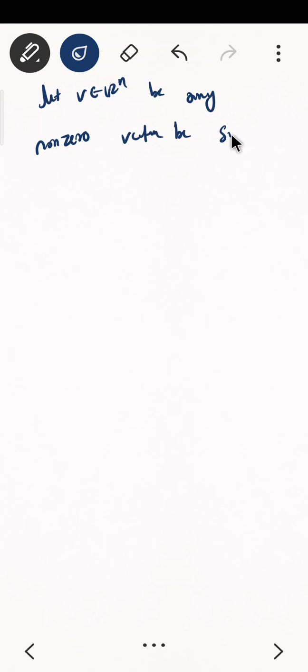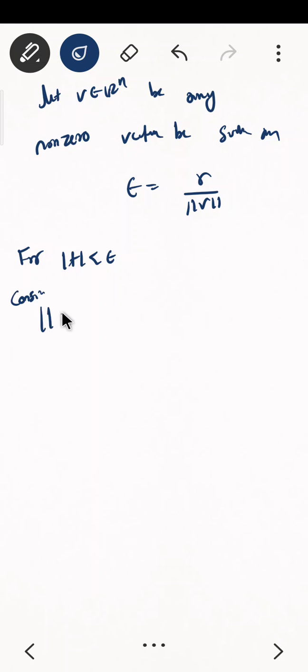So let us start. Let v belongs to Rn be any non-zero vector, such that epsilon equals r upon norm v. So for mod t less than epsilon, consider this.